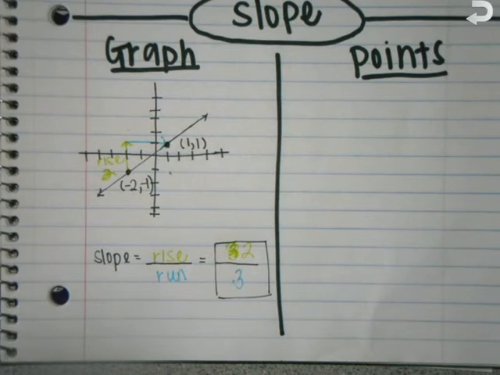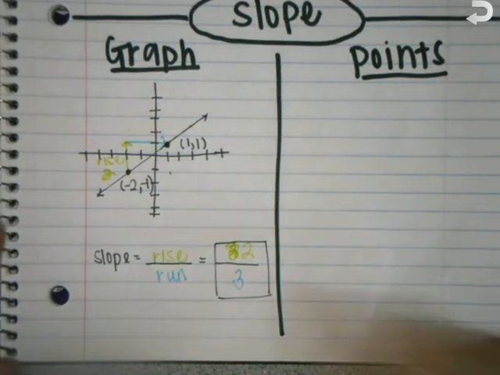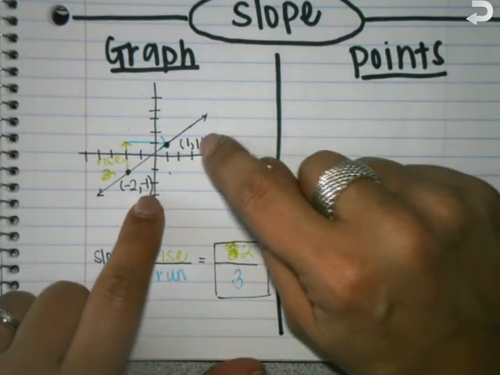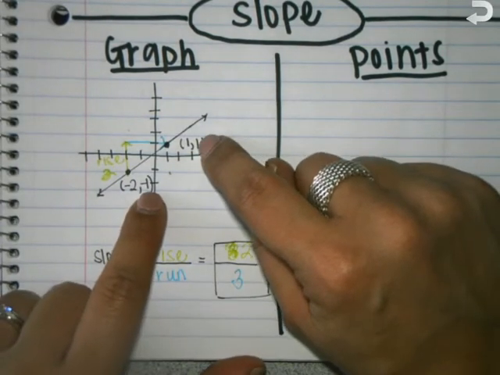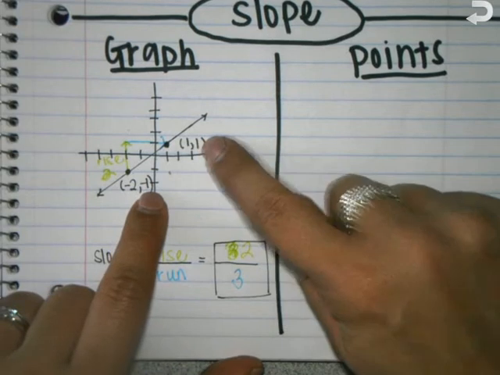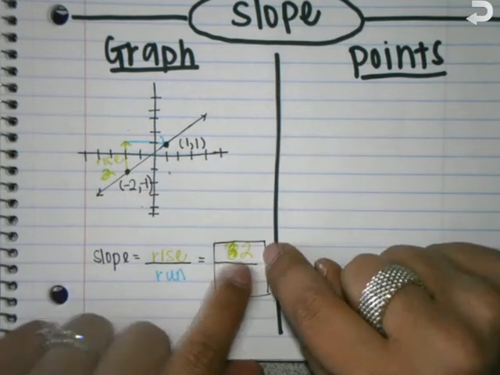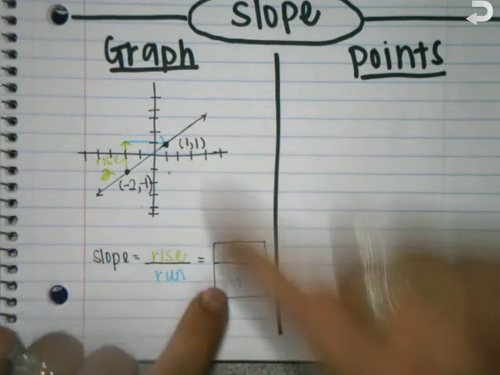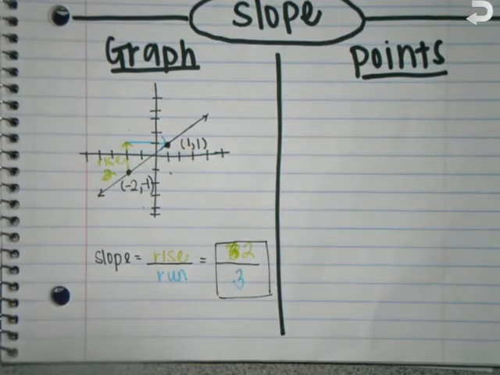So essentially what we did here is we found the distance between the y values, because guys, what's 1 minus -1? 2. And what's 1 minus -2? 3. So we're just finding the distance between the points.